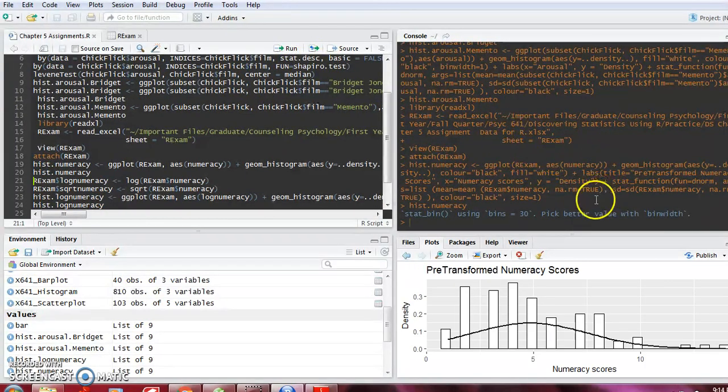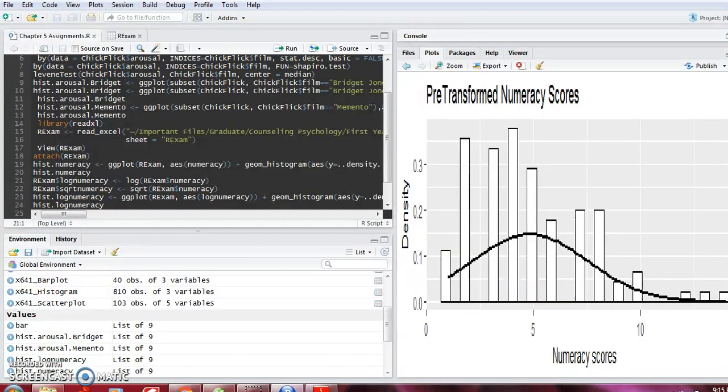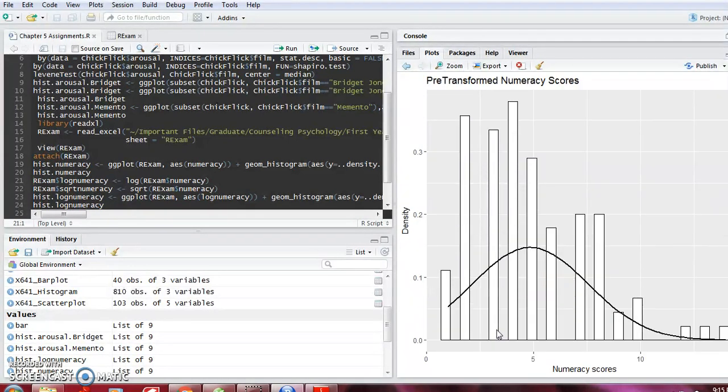It was also asked if numeracy scores were positively or negatively skewed. As you can see from this histogram here, it is positively skewed. All the data is piling up towards the left side, and obviously it must have some kind of negative kurtosis value because there's not a lot of stuff here, and also, it's extremely flat.